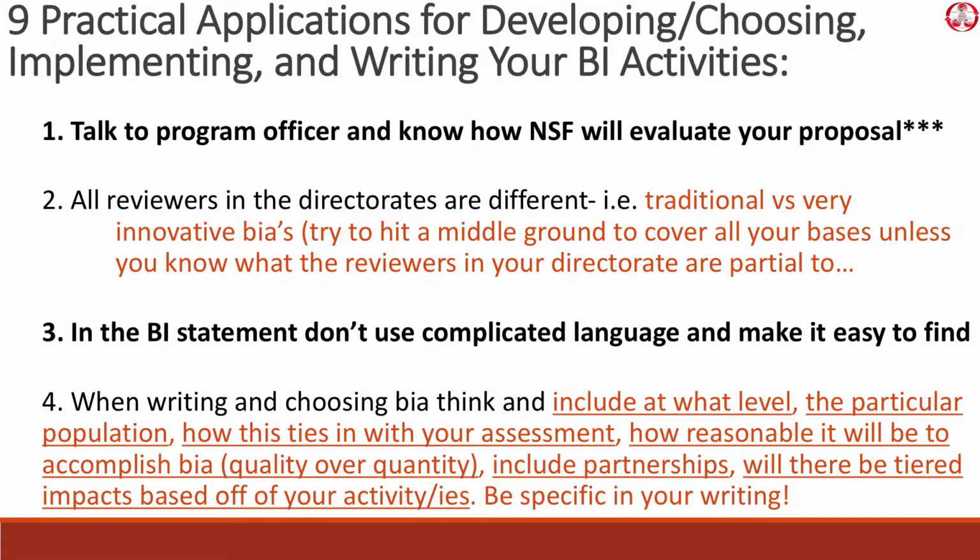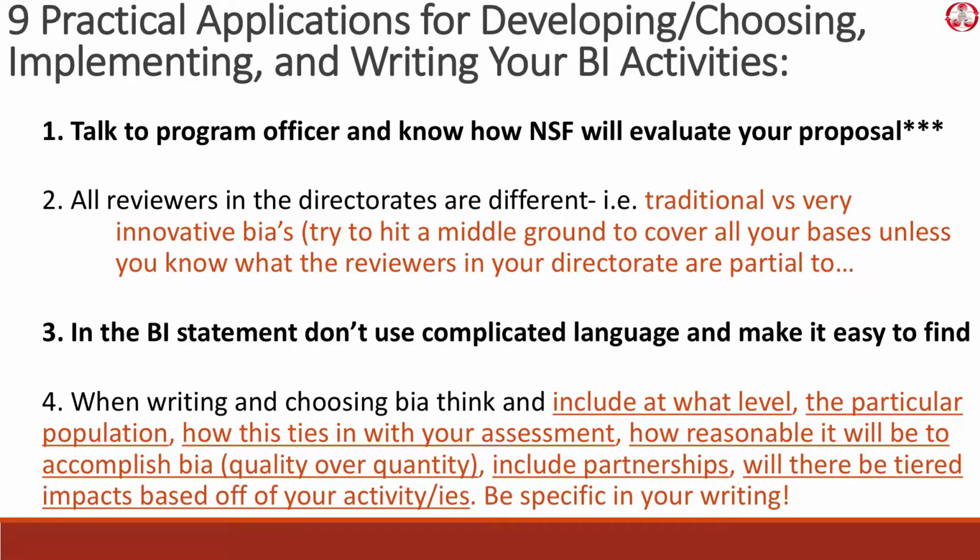So just like you would probably talk to your program officer to find out if the research is a decent idea, they may not say, yes, this is a great idea, but if you talk to program officers, you may be able to say, okay, well, this might fit within this specific area. You can begin to try to get an idea of how your broader impacts are fitting in those specific areas. Now, as we've said before, all reviewers and all directorates are different.